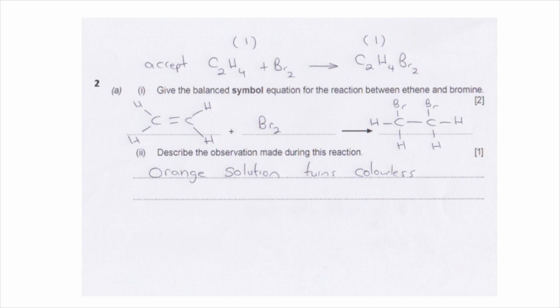And then the second part is asking you to describe the observation made during this reaction. So this question is about you knowing that bromine water is a test for an alkene. So it would go orange to colourless. Now if you got that right, there's 1 mark for that. So in total, this question is out of 3. 2 marks for the equation and 1 for the observation.